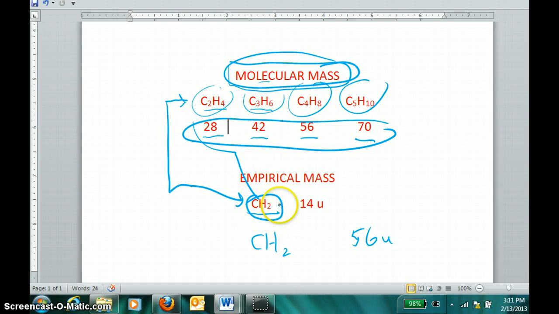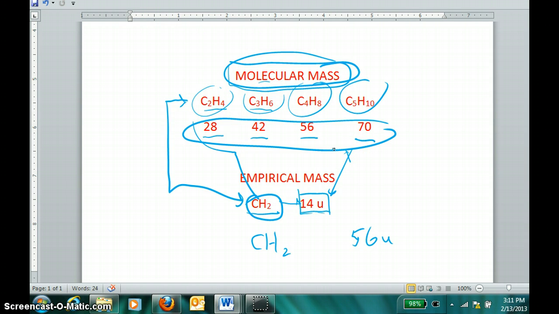The empirical ratio has a mass. 12 plus 2 times 1 is 14 atomic mass units. And we call this mass, since this is not a molecule, the empirical mass. It's simply the mass of the empirical formula. And notice that all of these compounds that share the same empirical formula all have molecular masses, masses of the molecules, that are multiples of the empirical mass.